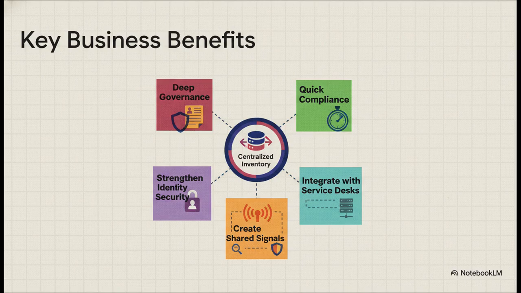You get deep governance, which means you can apply consistent security policies to all your apps, not just the ones you knew about. It enables quick compliance. Audits that used to take weeks of painful work can now be done in minutes. You can strengthen identity security by making sure every single entry point is known and managed. And by integrating with your service desks and creating shared signals, your security and IT tools can finally start working together in a really smart way.